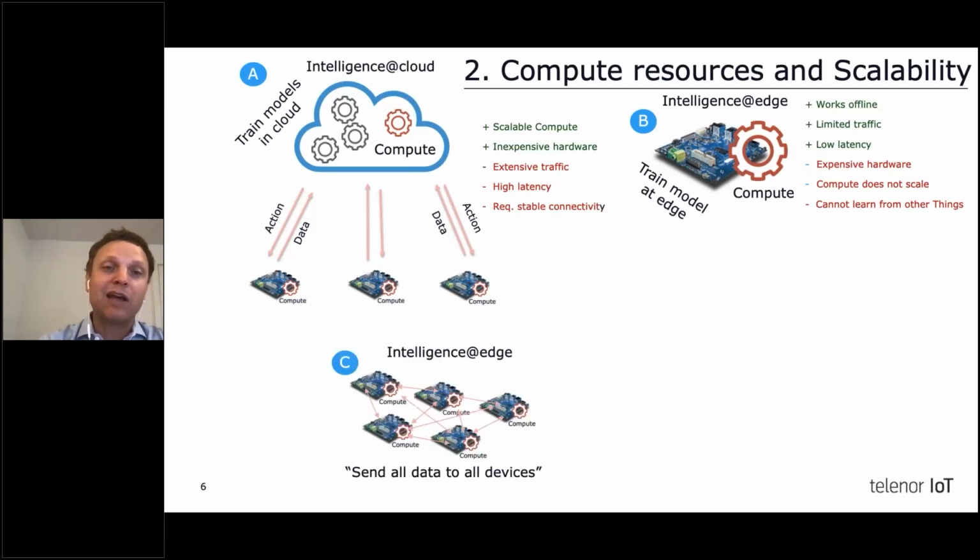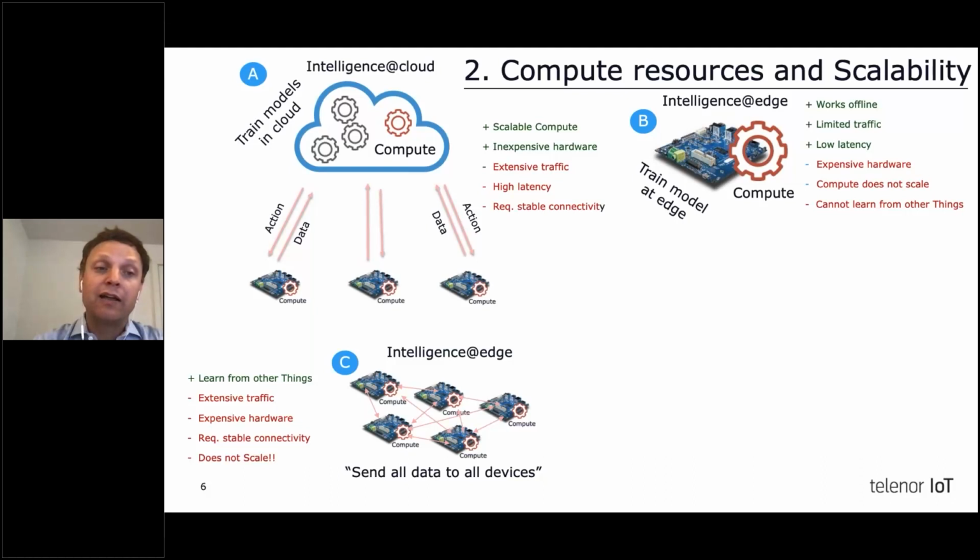So let's see, we have a scenario C, where we try to address this by sending all the data to all the devices. Well, of course, we can learn from other things, but there are a number of drawbacks: extensive traffic, we still have expensive hardware on board, and it now requires stable connectivity to work. And most importantly, again, it does not scale either. Not so much because you don't have access to the compute.